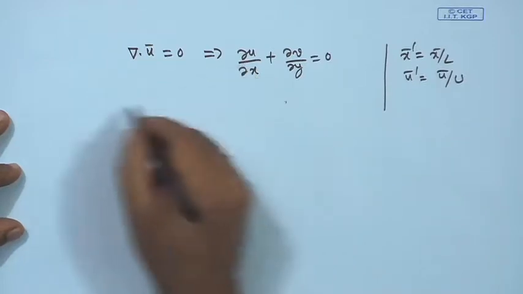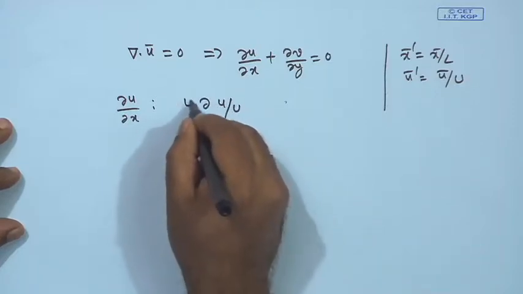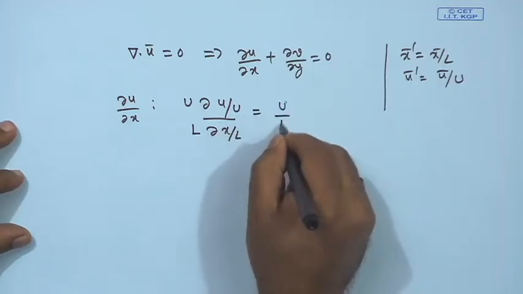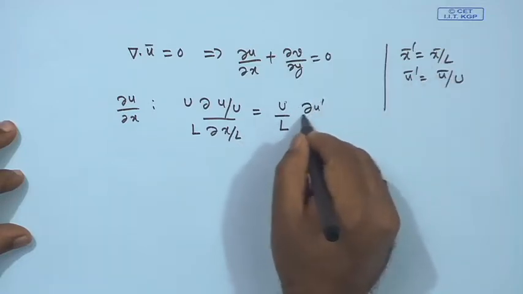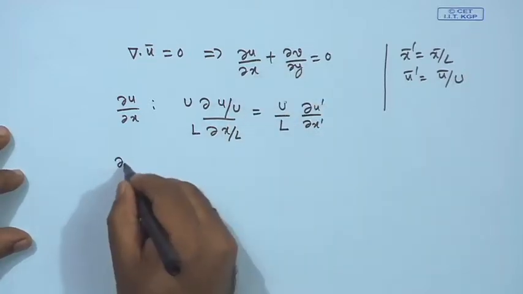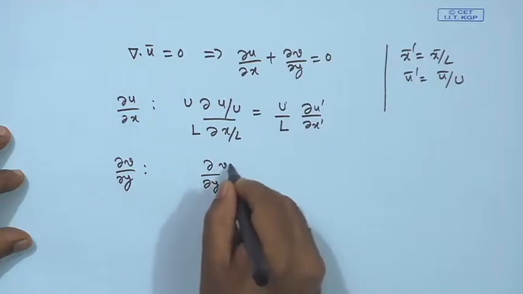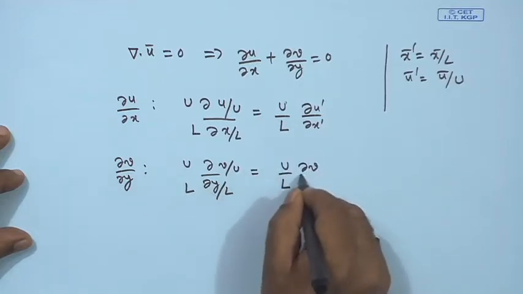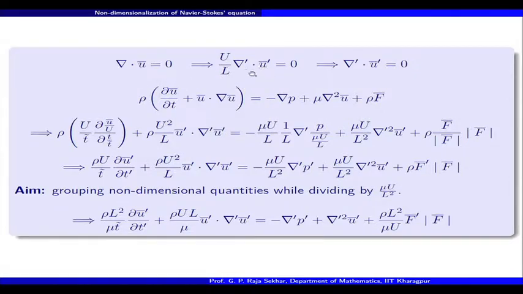So what we do is consider, for u, divide and multiply, and for x, divide and multiply, this will be u by L. And this is nothing but, according to this, u prime, and according to this, x prime. Similarly for v, so u L, this will be u by L. So that is what we have written. You can see u by L, these are in terms of primes. Therefore, it is invariant.